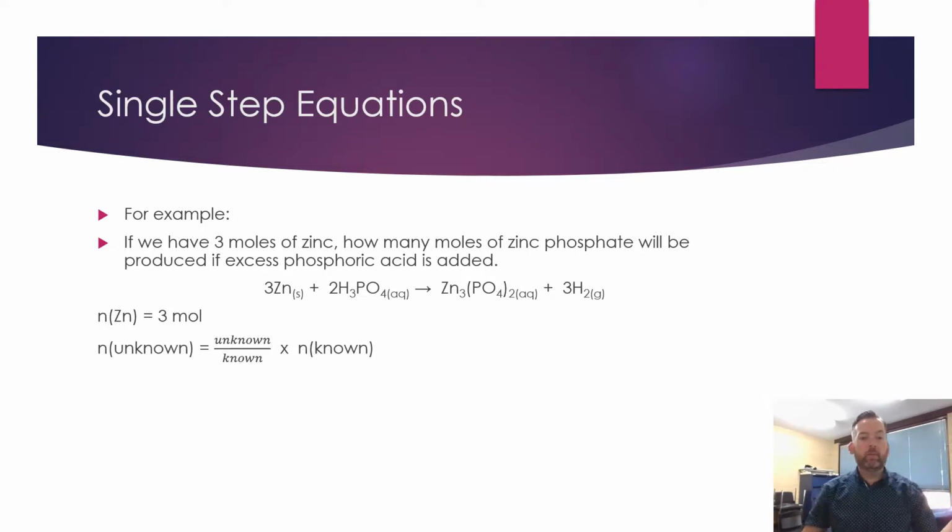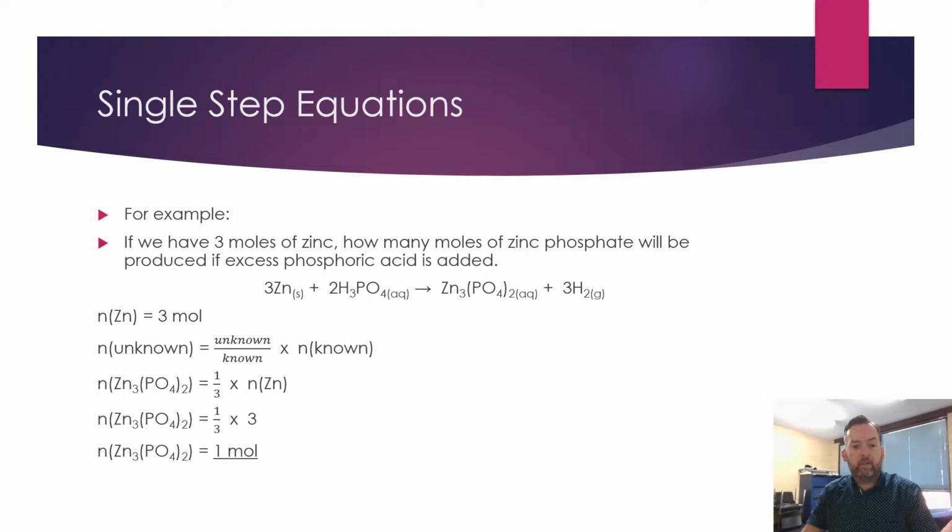We know our general formula. I've just condensed that to get rid of the word coefficient, but you know what I mean. We plug the values in, so the number of moles of zinc phosphate is 1 over 3 times the number of moles of zinc, and we therefore plug our numbers in, and we have 1 mole of zinc phosphate from 3 moles of zinc. So you can do that for anything.